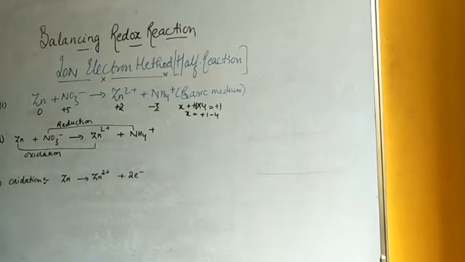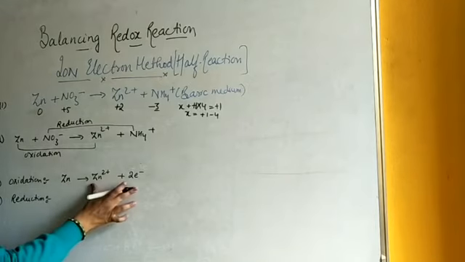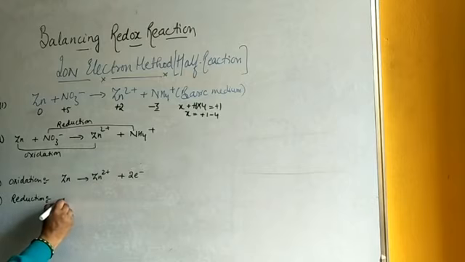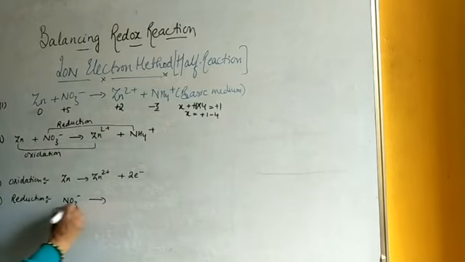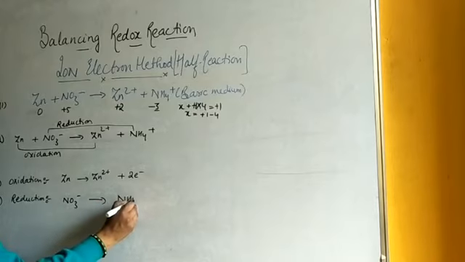Since the charges are getting balanced, here we are not going to add OH negative on either side, nor the water molecule. Now comes the reduction. As I said earlier, in the ion electron method in basic medium, to balance the charges we are going to use the OH negative. Since it is getting balanced, we don't require to add OH negative here. So it is NO3 negative gives NH4 positive.